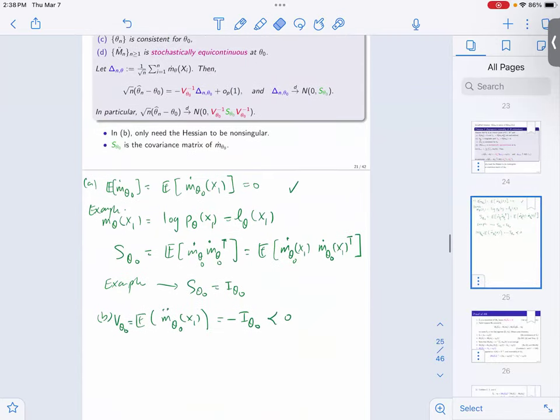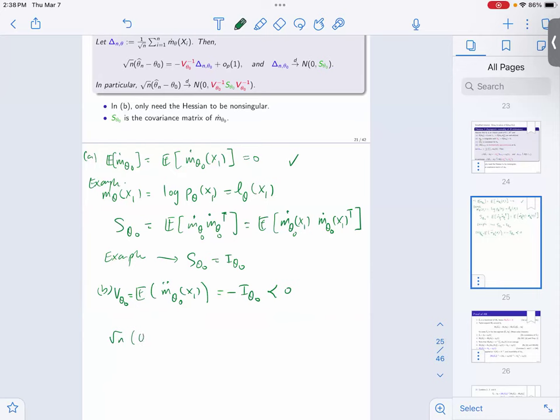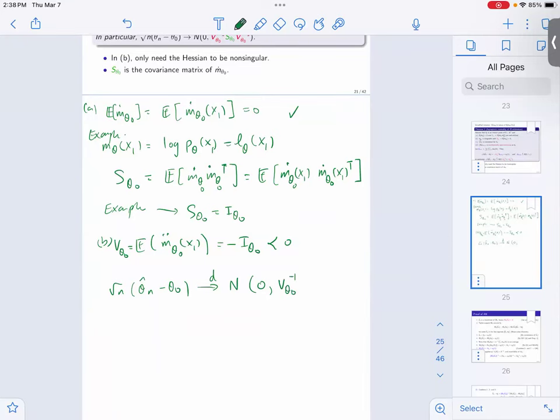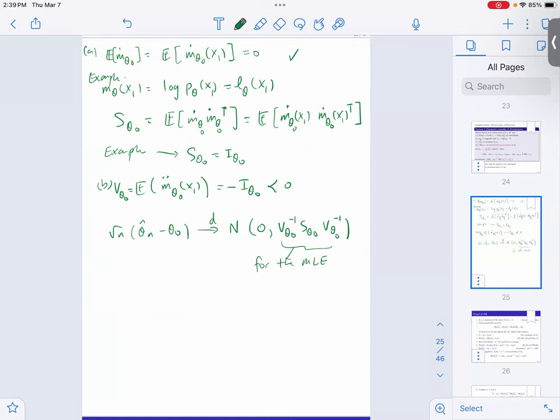What the result is saying is that under these conditions, root N times (theta hat N minus theta naught) converges in distribution to a normal with mean zero and covariance matrix V theta naught inverse, S theta naught, V theta naught inverse. So what does this say in the case of the MLE? We know what these matrices are, so what do I get? You get the negative inverse of the Fisher, then the Fisher itself, and the negative inverse of the Fisher. Not negative, but it should be a covariance matrix, so it has to be positive definite. So the inverse of the Fisher.